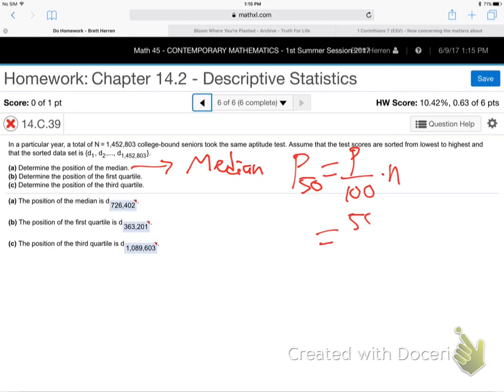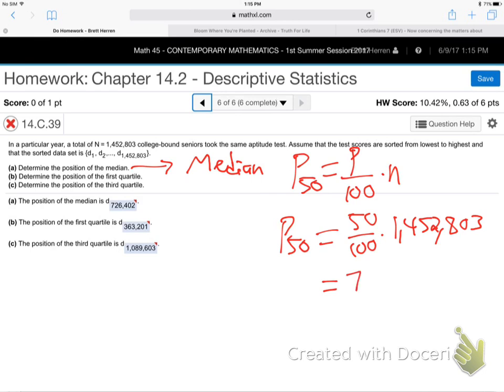P is 50 over 100 times N. Now what's N? What's the number of numbers? It's that 1,452,803 number, right? And so, I don't know what that is. 1,452,803. Oh, definitely use calculator.